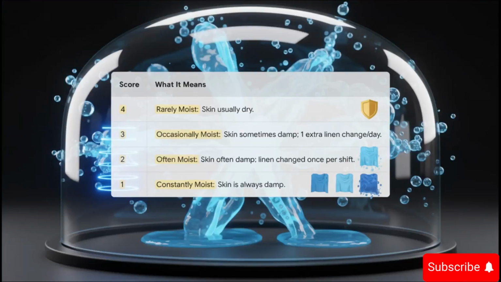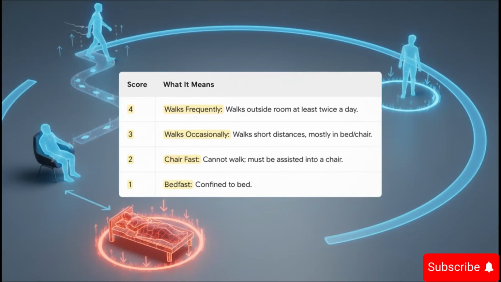Next up, clue 2, moisture. We all know that skin that stays wet gets weak and fragile. It breaks down. So a patient whose skin is typically dry scores a 4. But as that moisture exposure increases, maybe from sweat or incontinence, and you're having to change their linens more and more often, their score drops. A patient who is constantly moist is at the highest risk here, scoring a 1. Okay, let's talk about activity.